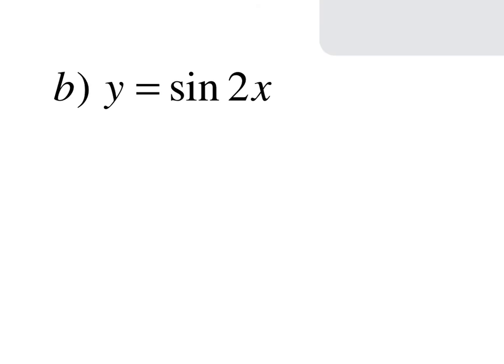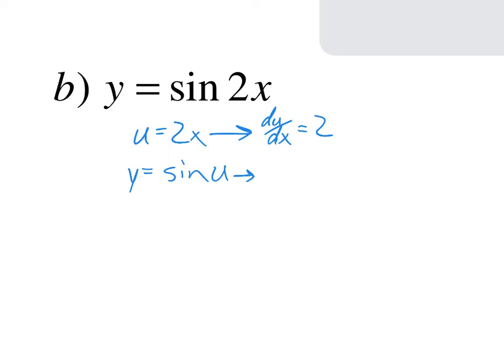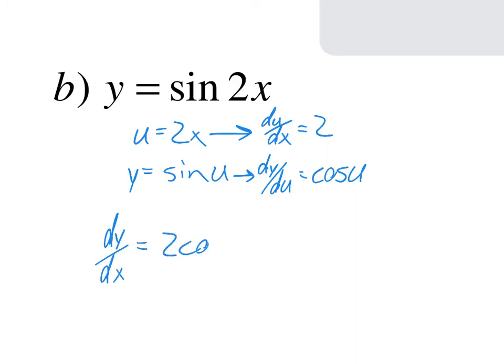Alright, we saw this one above. We already identified u is 2x and y is sine of u. So du/dx is 2, dy/du is cosine u. So dy/dx is what? 2 cosine u, which equals 2 cosine 2x. There you go. 2 cosine of 2x.